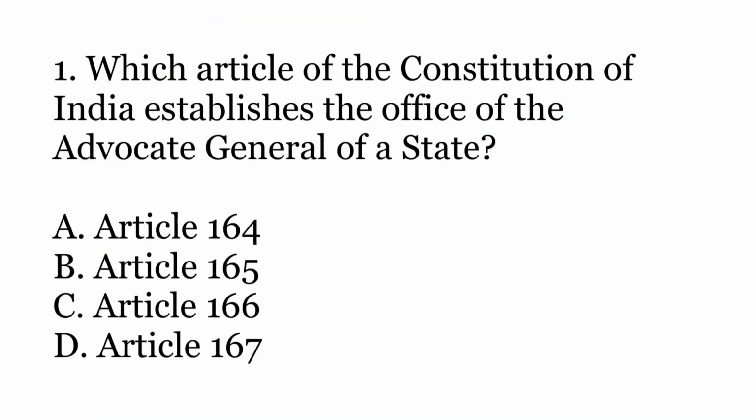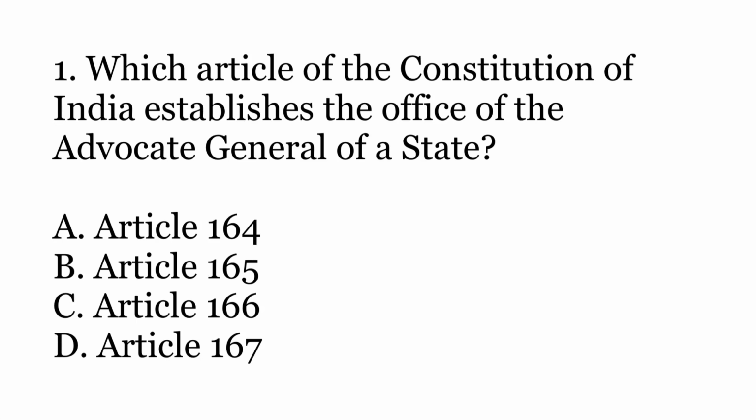First question is, which article of the Constitution of India establishes the office of the Advocate General of a state? The options are A. Article 164, B. Article 165, C. Article 166, or D. Article 167.